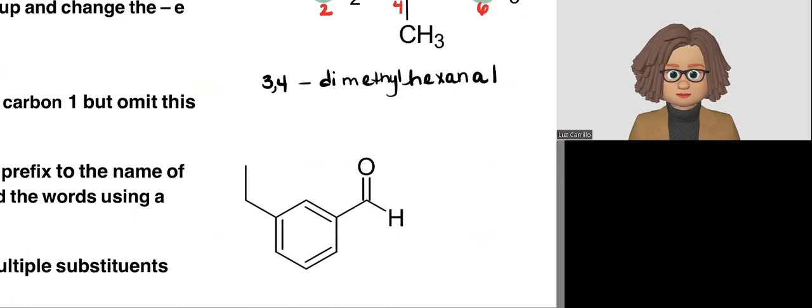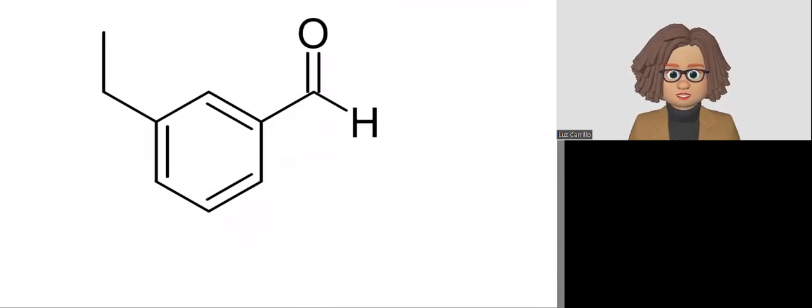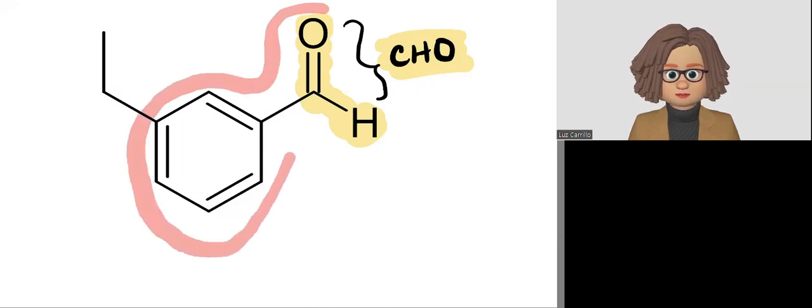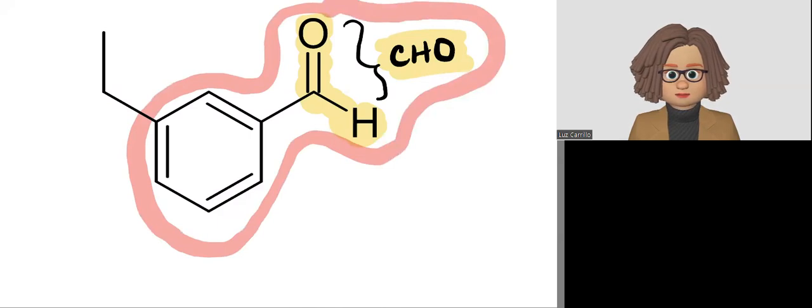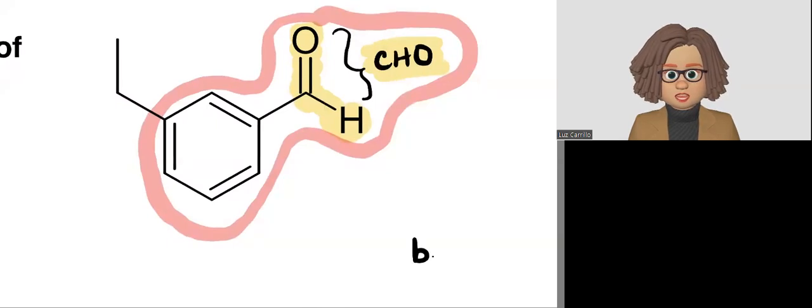Aldehydes can be aromatic, meaning that the aldehyde motif, that CHO group, which is this area, let me highlight it, can be attached to an arene. When that happens, the whole motif of the CHO group attached to the benzene becomes the parent chain, okay? That group that I highlighted in red is known as benzaldehyde.